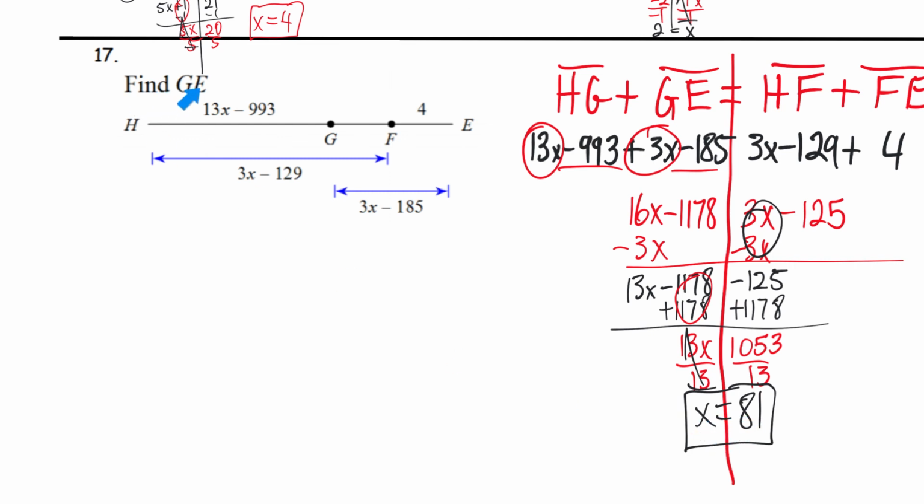This up here says find GE. GE is represented by the expression 3x minus 185. So I'm going to take that 81 and plug it in right there. It's going to be 3 times 81 minus 185. And that should be 58.